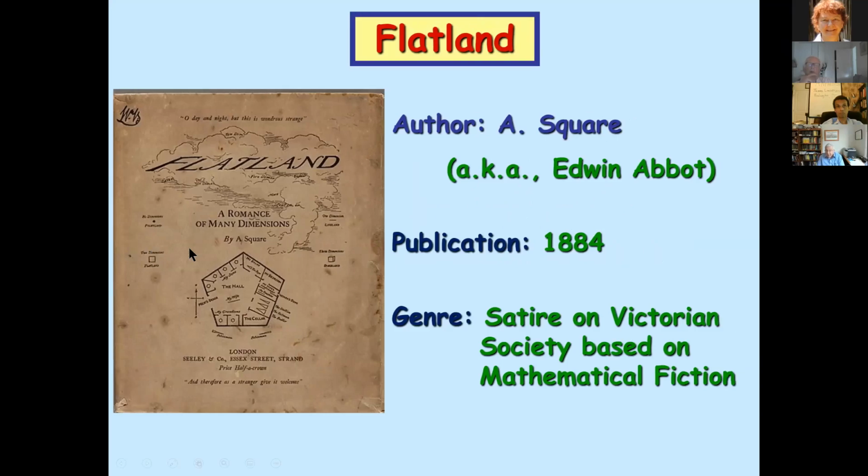So I'd like to begin our story with Flatland. This was a book written by Edwin Abbott, under the pen name of A Square, and it was published in 1884. It's a beautiful book. It's a satire on Victorian society based on mathematical fiction.